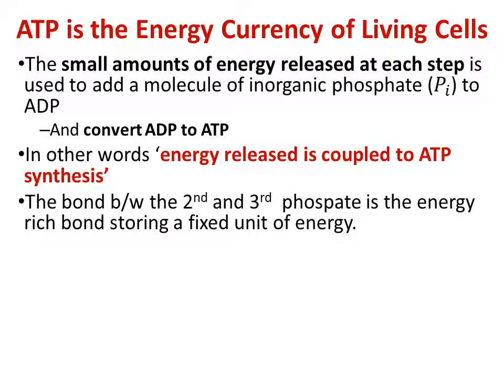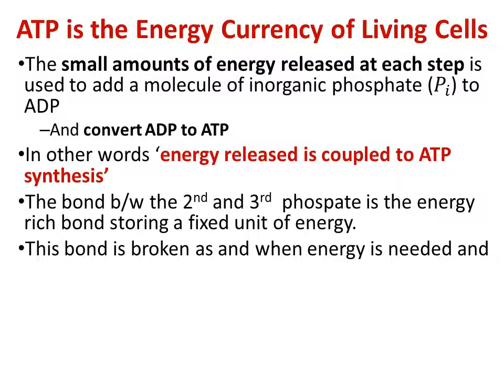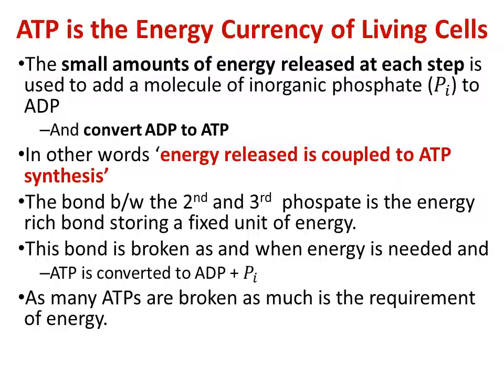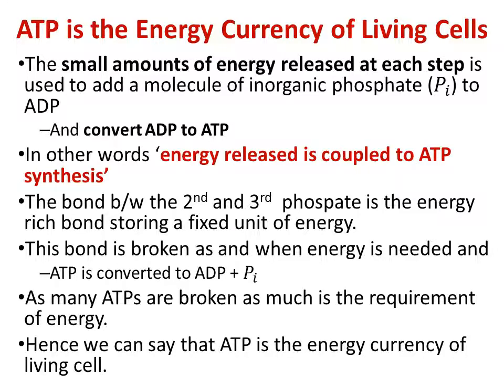The bond between the second and third phosphate in ATP is actually the energy-rich bond, which stores one fixed unit of energy. This bond is broken as and when required, as and when energy is needed. And when it is broken, ATP gets converted to ADP and inorganic phosphate. As many ATPs are broken as are required for the particular task by the cell. Hence we can say that ATP is the energy currency of the living cell.